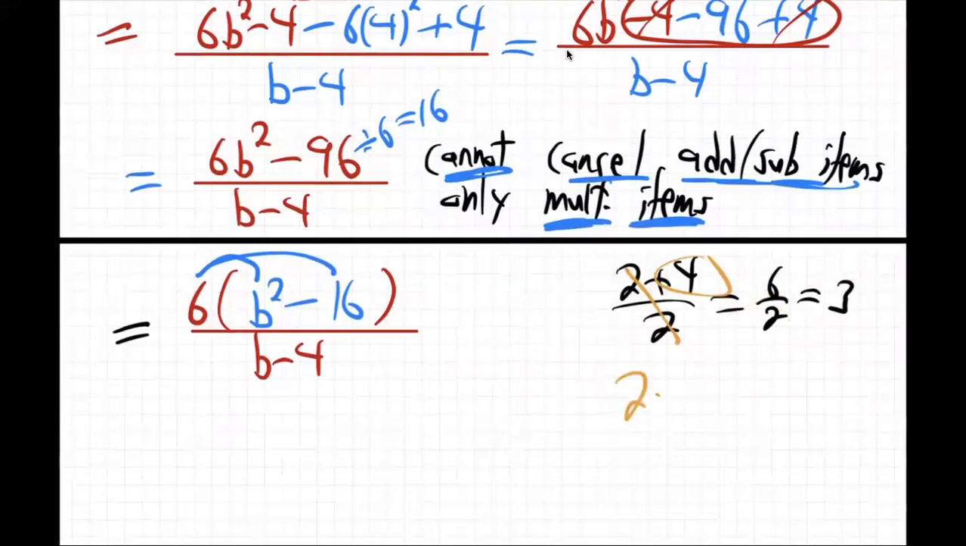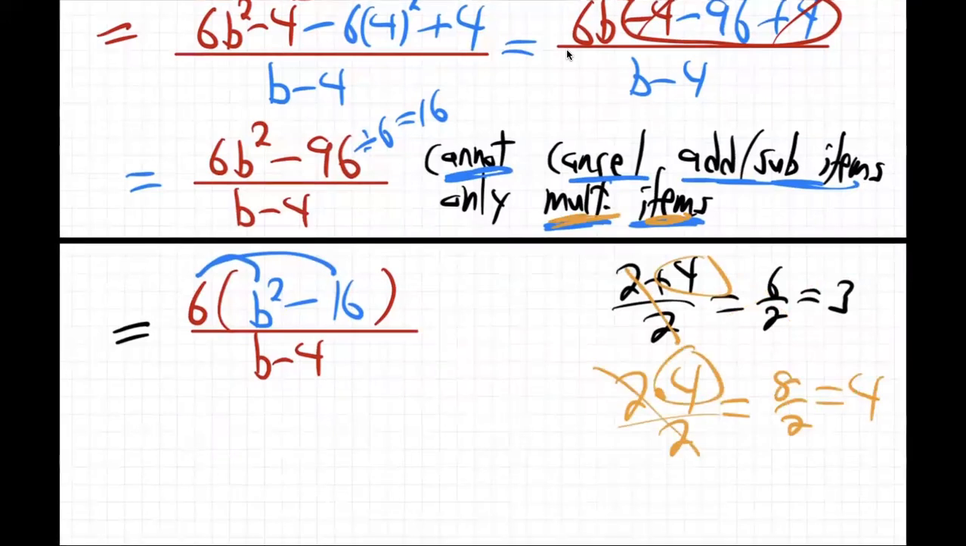What if it was times? Would that be okay? That would. You can cancel multiplied items. Why? Because what is it really? 8 over 2. It's really 4. So if I cancel the 2's, it's okay. You see, multiplied items you can cancel. Added, subtracted, you can't. So back here, when these things are added, subtracted, I can't be canceling the b's and that. So what do you do then?